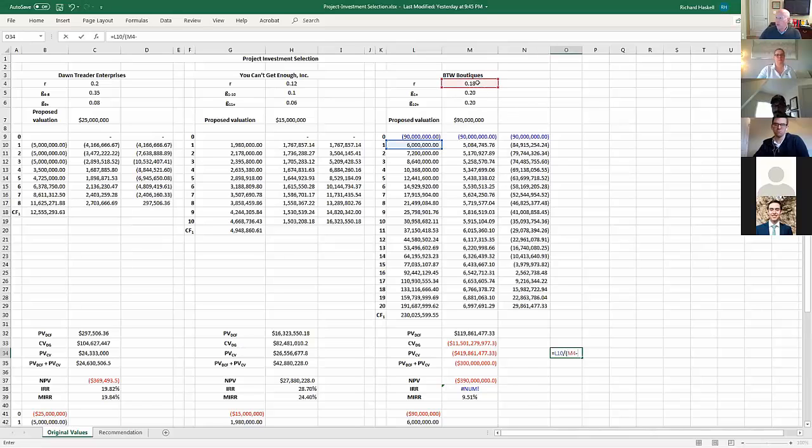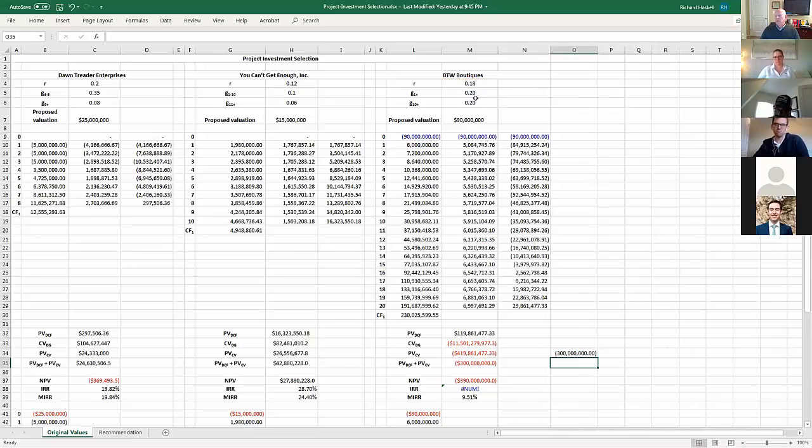So another way of saying that is when the long run growth rate and the explicit period growth rate are the same number, there's no reason to go through a discounted cash flow for an explicit period and add to it the present value of a continuing value. Look at what I just did.